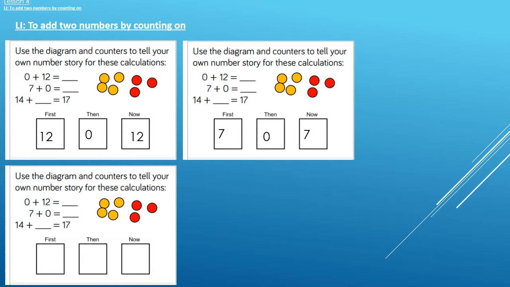So we have 14 plus blank equals 17. So we need to find out what the other part is. To do that, let's look. Our first part is 14 and our sum is 17. What do we add to 14 to make 17? Can you work it out? Pause the video if you need to.